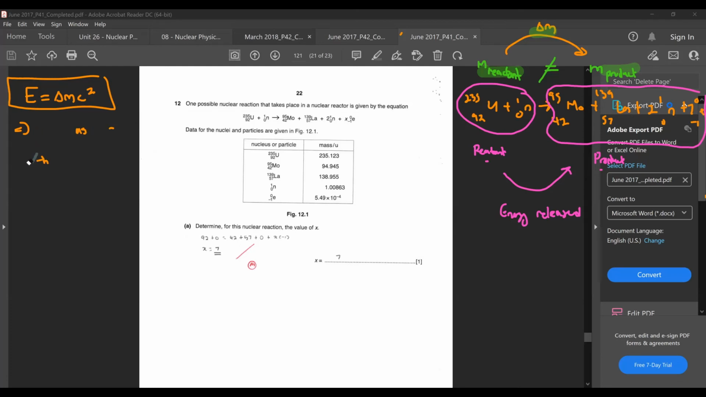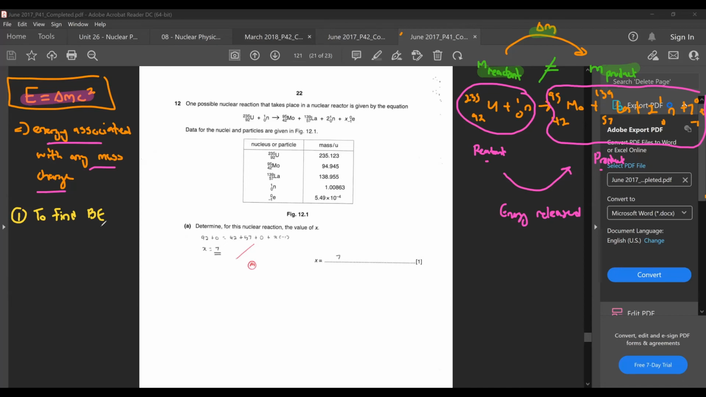Let me just write it down properly. It is the energy associated with any mass change. So when you're talking about energy associated with any mass change, you always fall back on E equals delta M C squared. It will always be used to do two things. The first one you already did, which is to find binding energy.